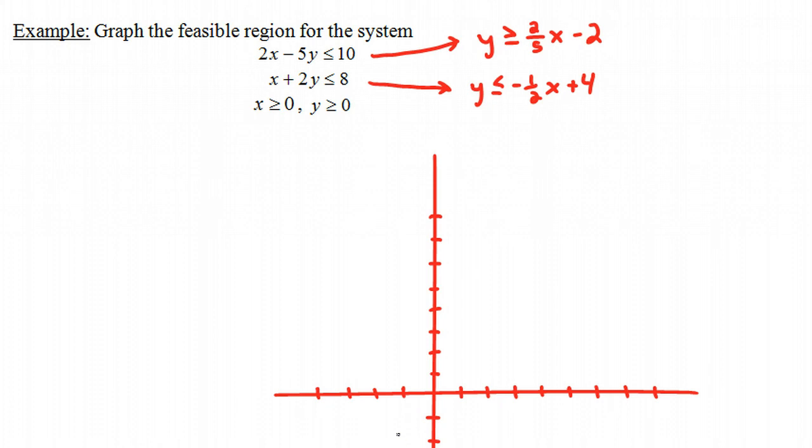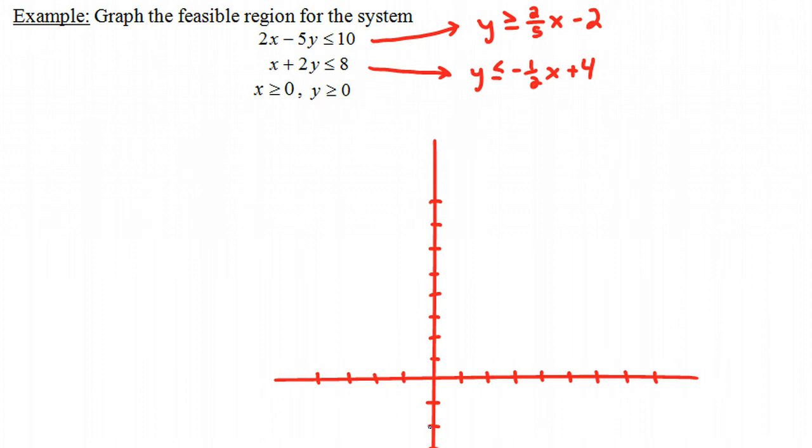Now 2/5 x minus 2, the y-intercept would be negative 2, down here. And the slope is 2/5. So if I run to the right 5, 1, 2, 3, 4, 5, I'll go up 2. Run to the right 5 more, you go up 2 again. The line is going to look something like this.